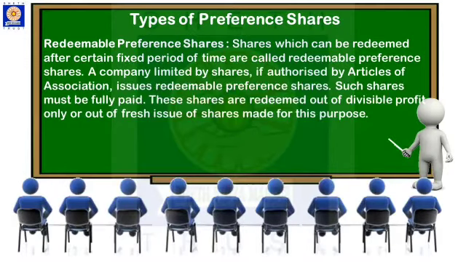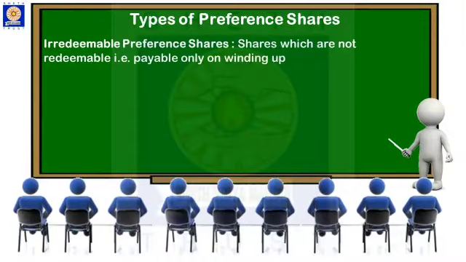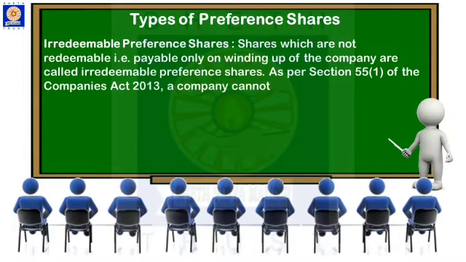Our last type of preference share is irredeemable preference shares. These are shares which are not redeemable, that is, they are not paid back during the lifetime of the company, but paid at the winding up of the company when the company is closing down. But Section 55 sub-section 1 of the Companies Act prohibits companies from issuing irredeemable preference shares. A company cannot issue irredeemable preference shares.